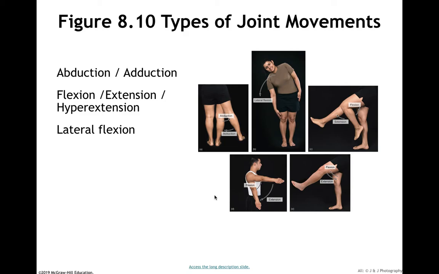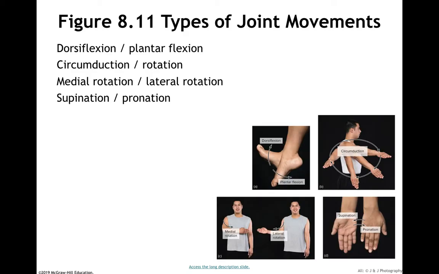And we also have lateral flexion and extension. Dorsiflexion and plantar flexion involve the foot. Circumduction and rotation, exemplified by the shoulder. Medial rotation, lateral rotation, and supination and pronation. Remember, supination and pronation in the forearm are going to change the position of the ends of the radius and the ulna.